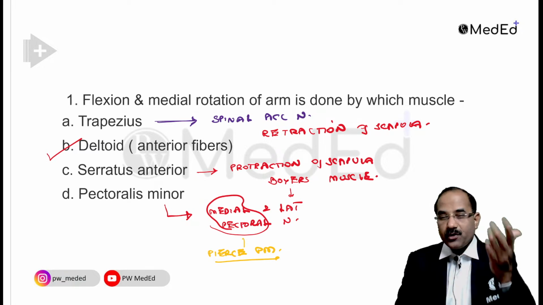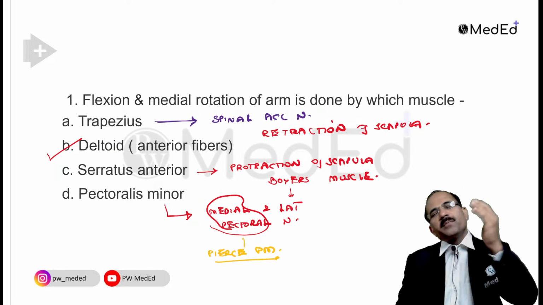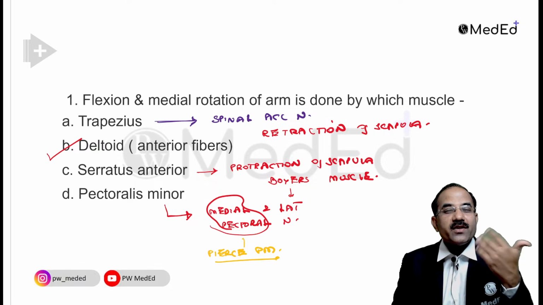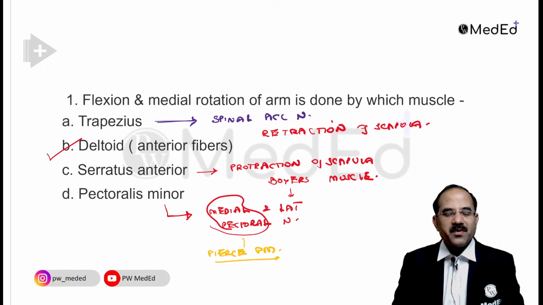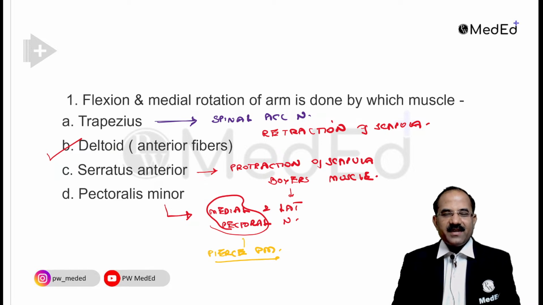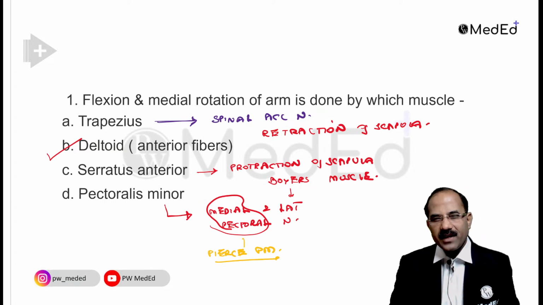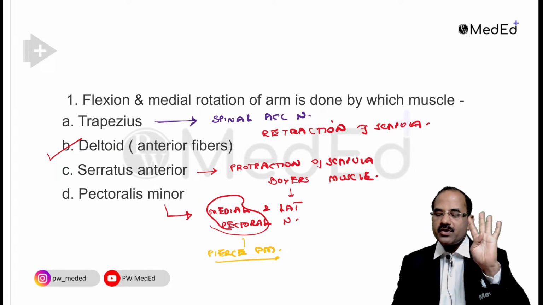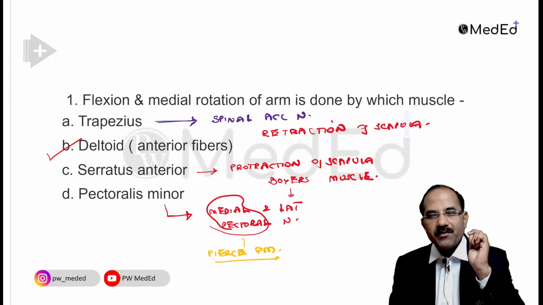Then what will the lateral pectoral nerve pierce? If the medial pectoral nerve is piercing the pectoralis minor, what is the lateral pectoral nerve going to pierce? Come on, tell me, children. Any guesses? The lateral pectoral nerve is going to pierce the clavipectoral fascia. Clavipectoral fascia. You remember clavipectoral fascia, right? Yes, clavipectoral fascia is pierced by 4 structures. There are 4 structures which pierce the clavipectoral fascia.